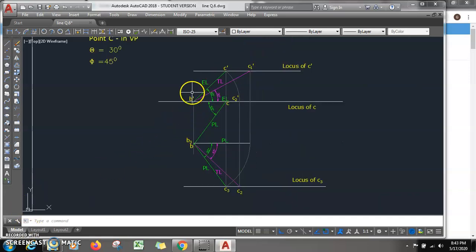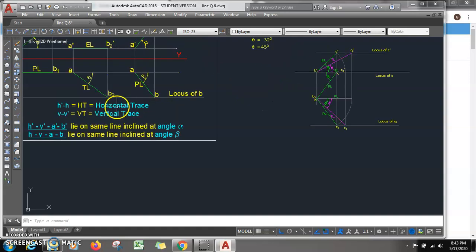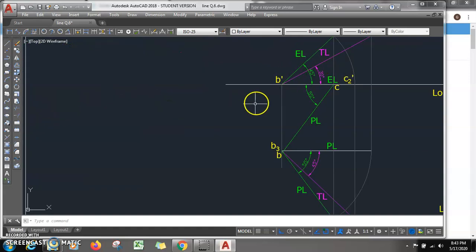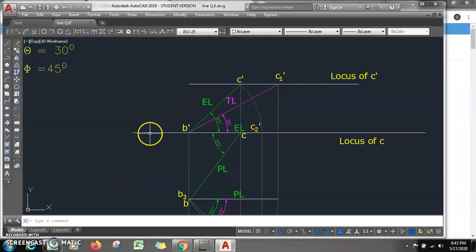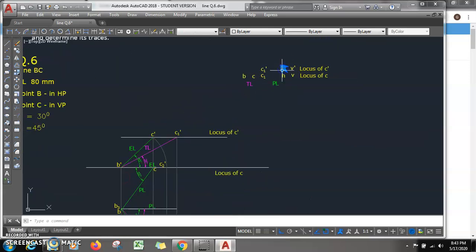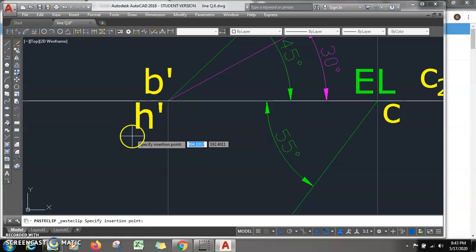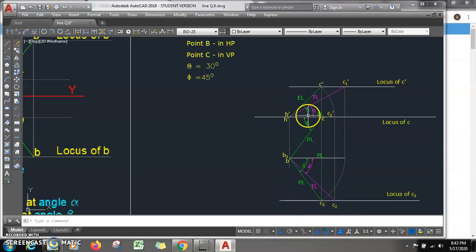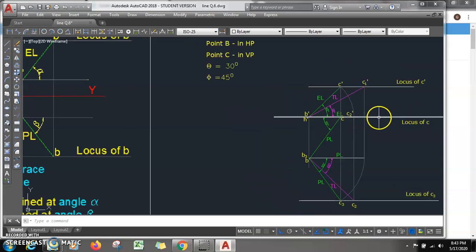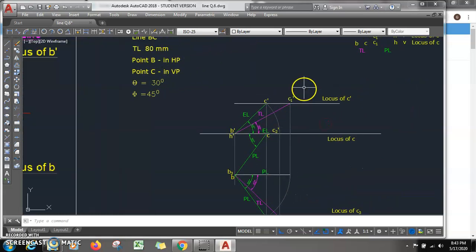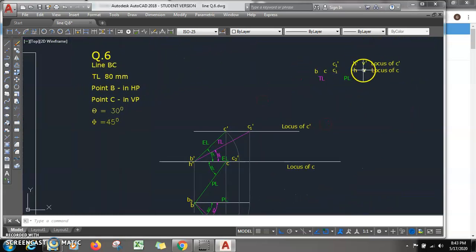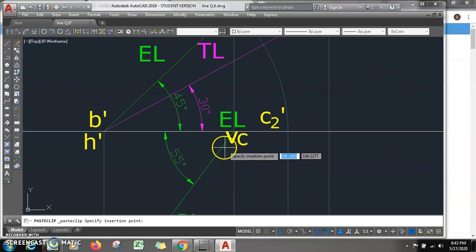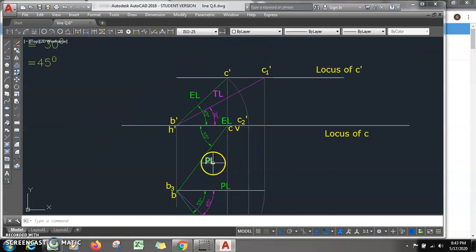Now only one thing is remaining, HT and VT. Where do we find HT and VT? Extend B dash C dash on XY and you will get H dash. So where is H dash? At point B dash itself there is H dash. Then extend BC and you will get V on this XY. So where is point V? You see, Control C, Control V. At point C itself there is point V.